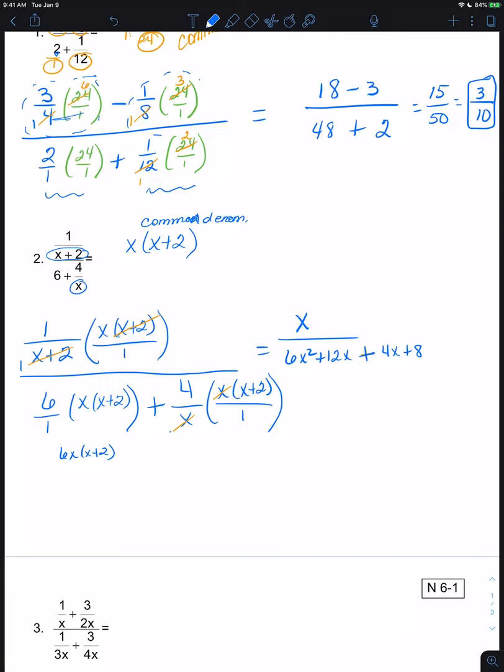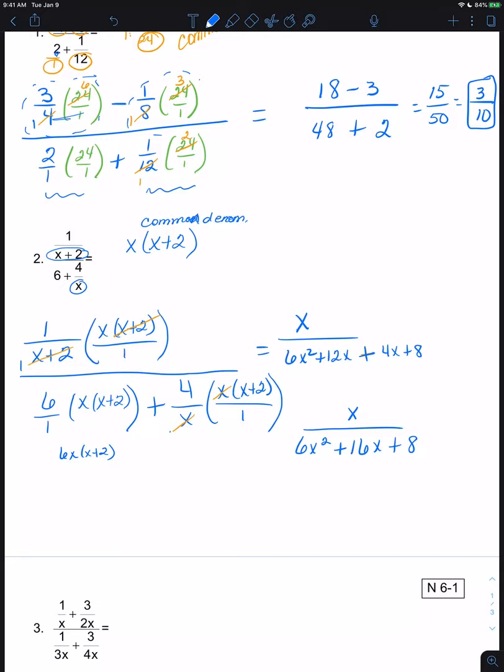Okay, so that denominator became a little bit long, but we're still going to add any like terms that we have. So that gives us x over 6x squared, and we've got the 12x and the 4x, which makes 16x plus the 8. Okay, so that is a totally acceptable answer because we know we can't reduce anymore from that.